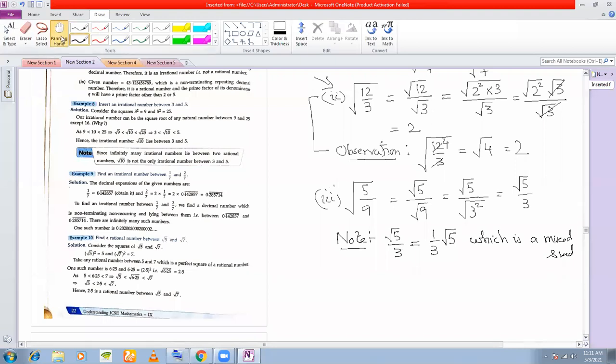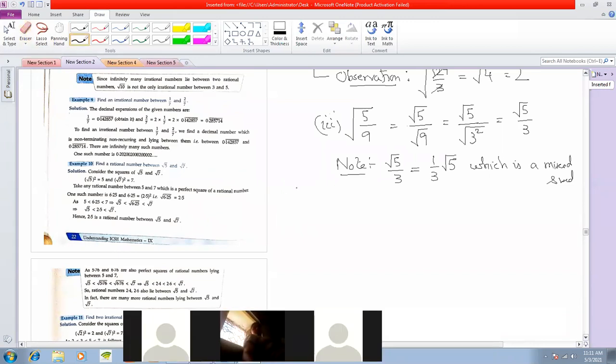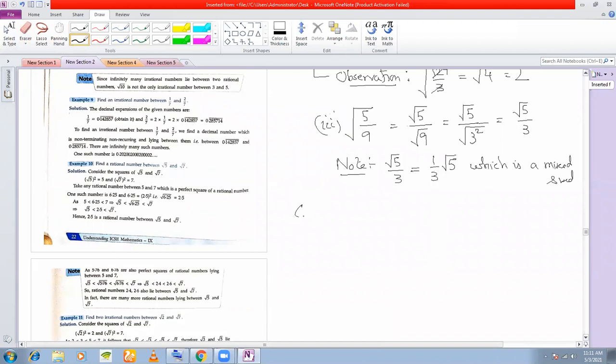And I have now certain remarks for you related to all this. Okay, before the remarks, conversion of pure to mixed surds and mixed to pure surds, and vice versa.